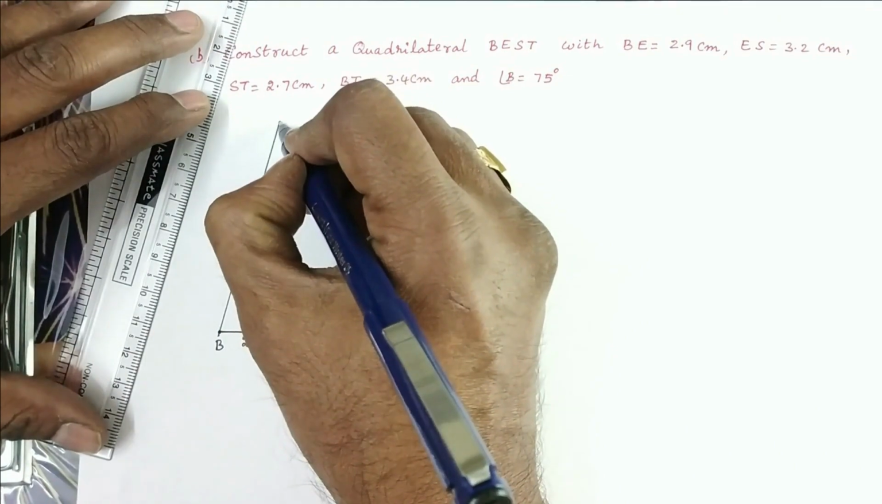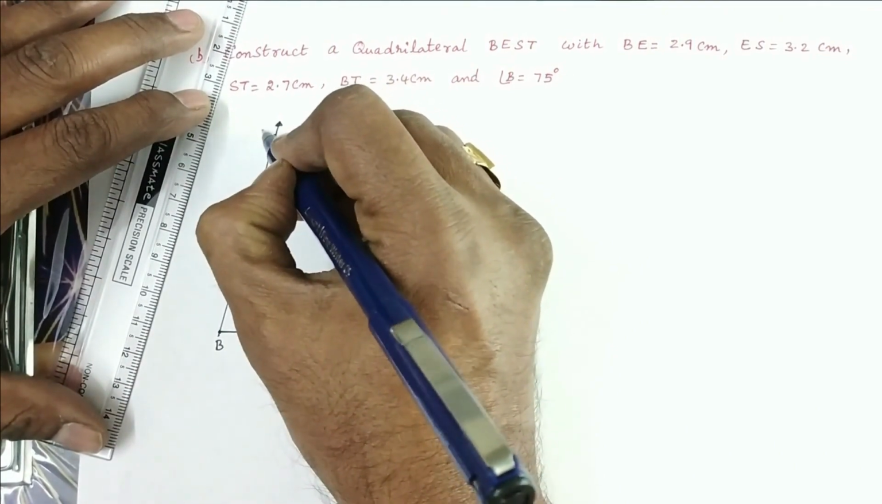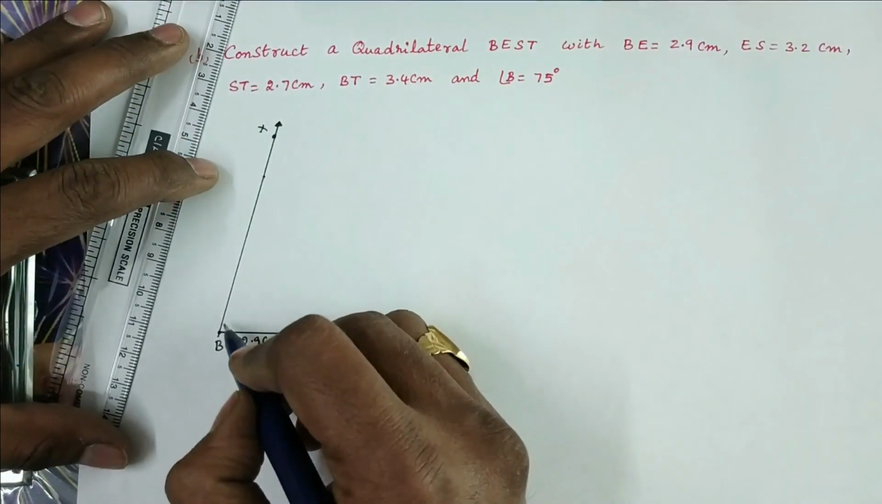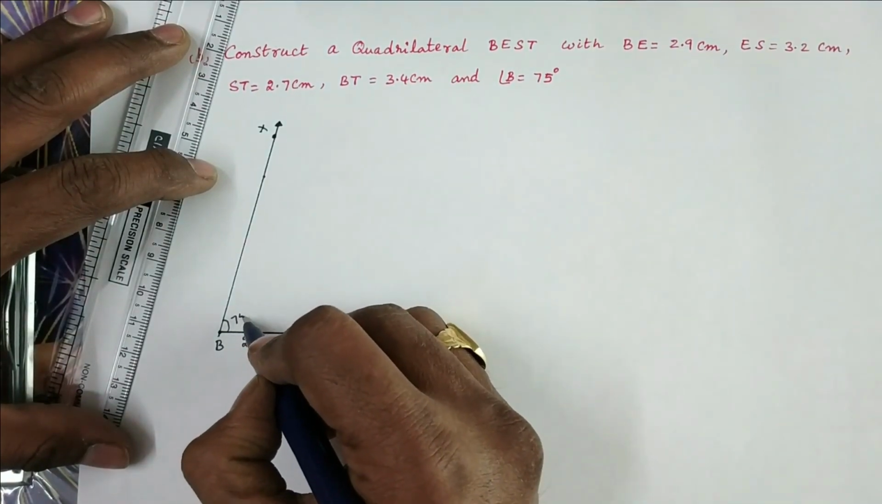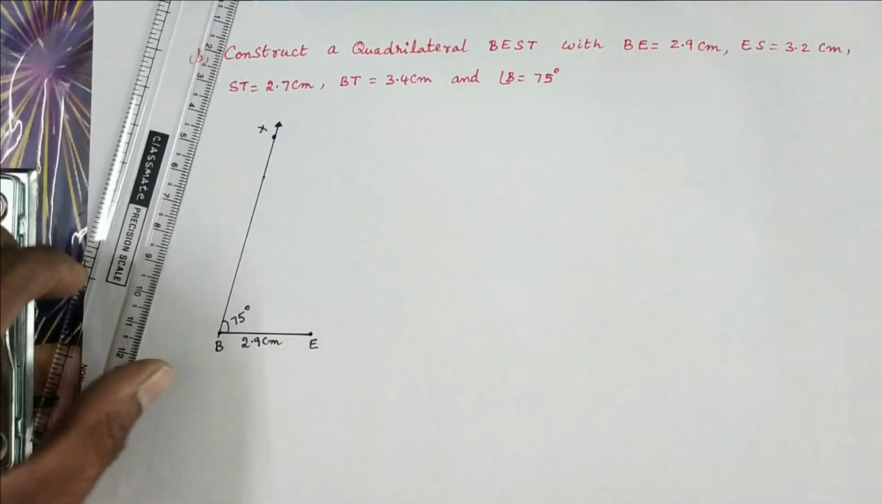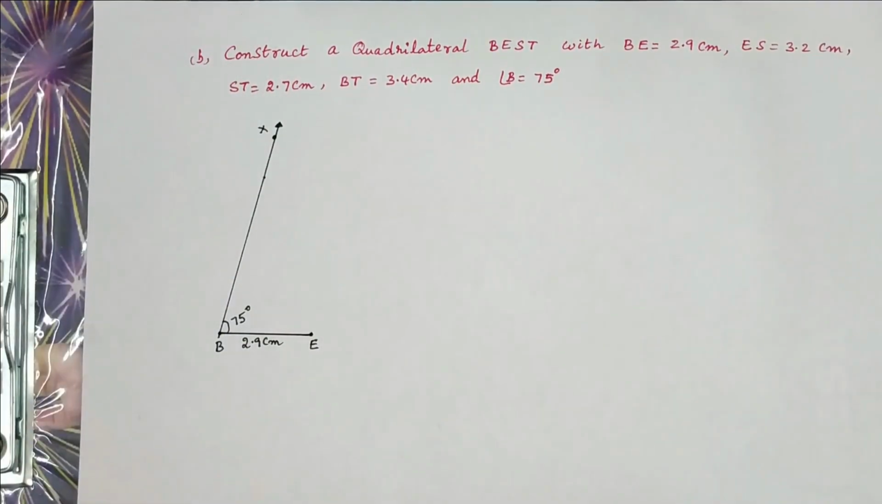Draw a ray BX making an angle 75 degrees with line segment BE.